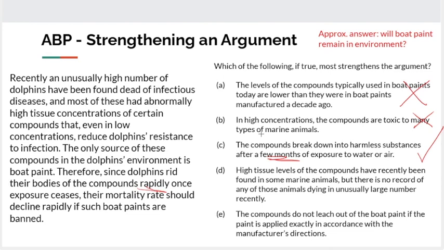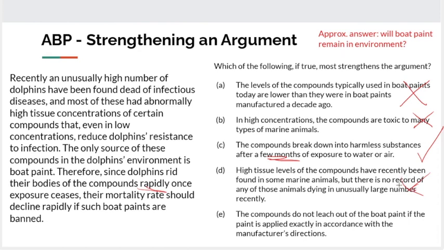I mean, rapidly is one of those words that does need some context, but if we're talking about living and dying, a few months would be relatively rapid. But let's check the other two just to make sure. D, high tissue levels of the compounds have recently been found in some marine animals, but there is no record of any of those animals dying in unusually large numbers recently. So that does not support the argument.